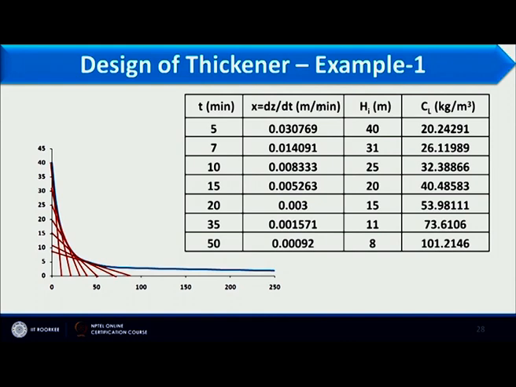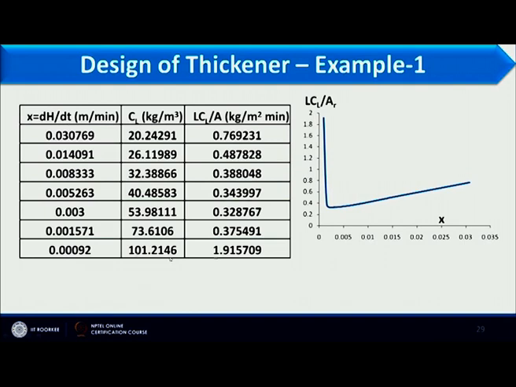So once we have the values of x as well as CL, we can calculate LCL by AR. In this slide we have the values of x as well as CL, and we can calculate LCL by AR. Here we have the graph, and if you remember, the value of LCL by AR should be equal to x divided by (1 by CL minus 1 by CD). CD is fixed and CL and x are varying. Based on that we can calculate LCL by AR.